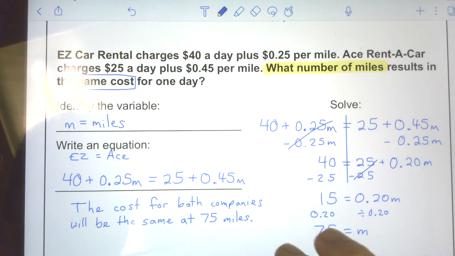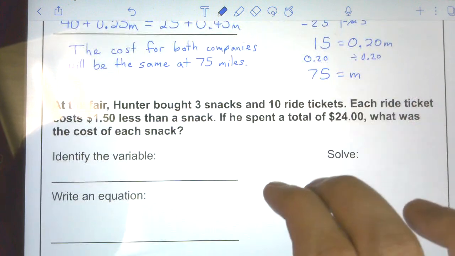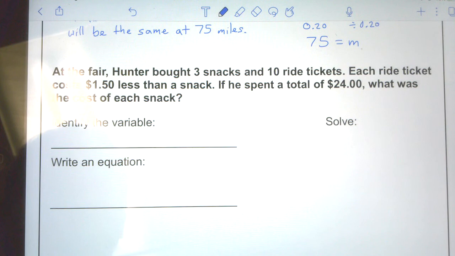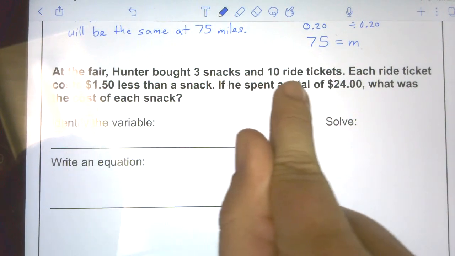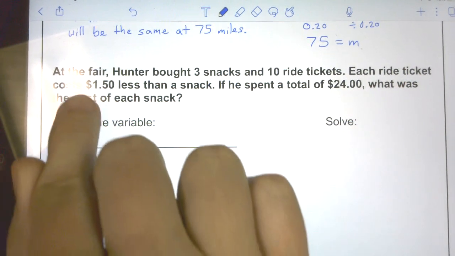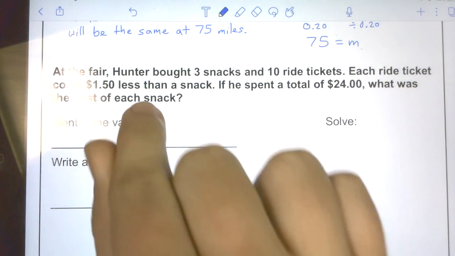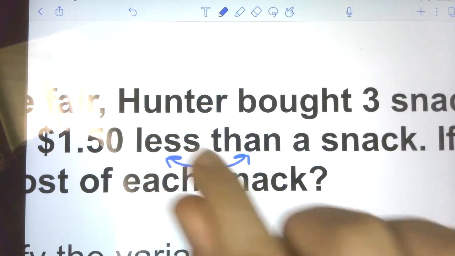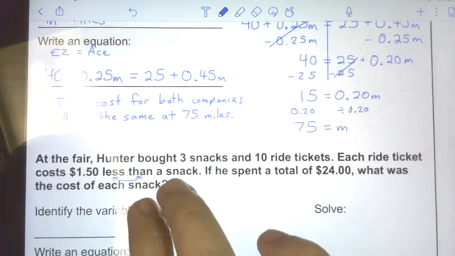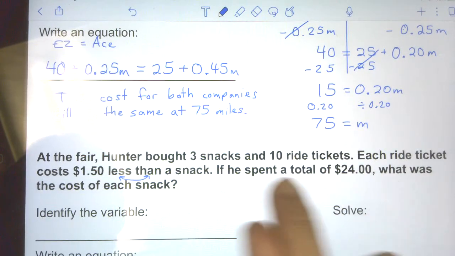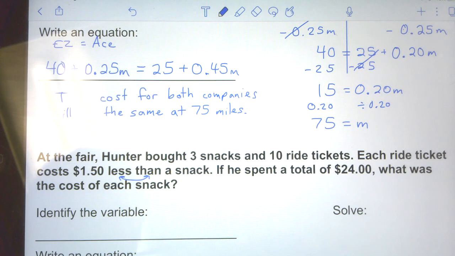All right. Next one. This one, I don't believe we did this at all in class. So this is going to be kind of brand new material on this one. At the fair, Hunter bought 3 snacks and 10 ride tickets. Each ride ticket costs $1.50 less than a snack. I'm going to go ahead and mark this as a turnaround word just because I know that's what it is. If he spent a total of $24, what was the cost of each snack?